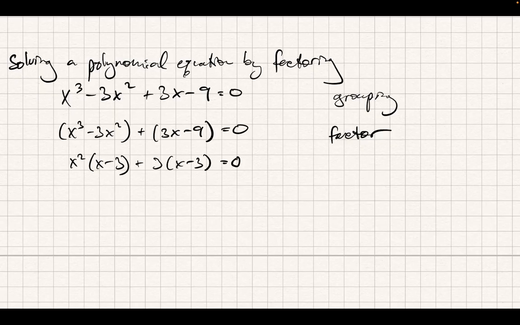So what do I get? x squared plus 3 in parentheses, and then x minus 3. And then you set both equal to 0, using my zero product property.